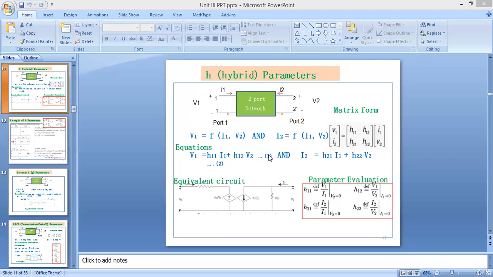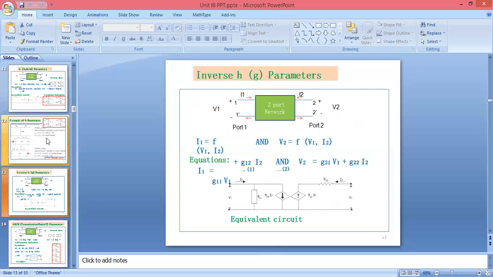Again, you can see I2 is also a dependent variable. It is the current flowing through port 2. So here port 2 will behave as a Norton circuit. You can see we get an H parameter in parallel with the current source. So we have to derive the H parameter values by using this equivalent circuit.